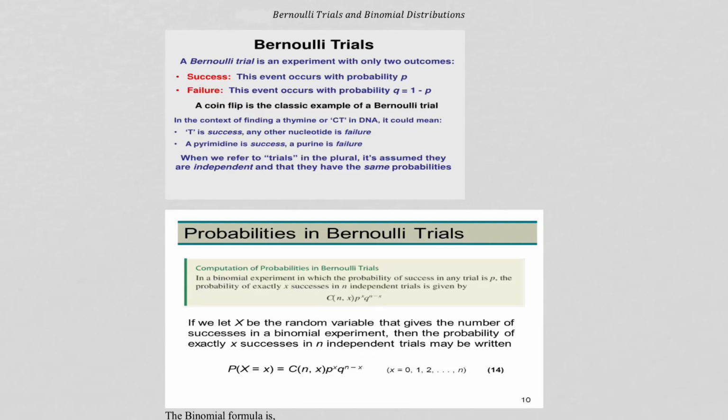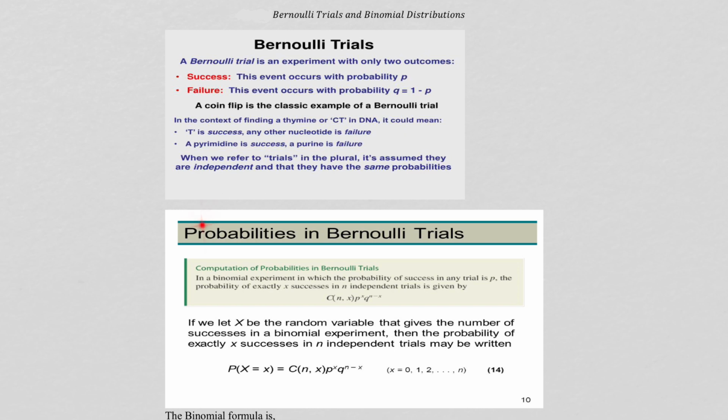Today's lesson, we're going to talk about Bernoulli trials and binomial distributions. What's a Bernoulli trial? A Bernoulli trial is an experiment with only two outcomes, either success or failure. The most common example of a Bernoulli trial is flipping a coin. Either you're going to get heads or tails. Let's say getting a success, we're going to use the variable P, and failure is going to be Q.